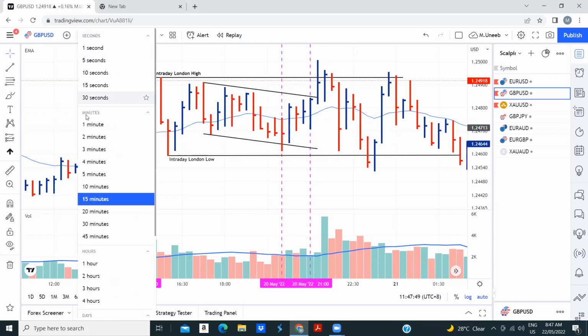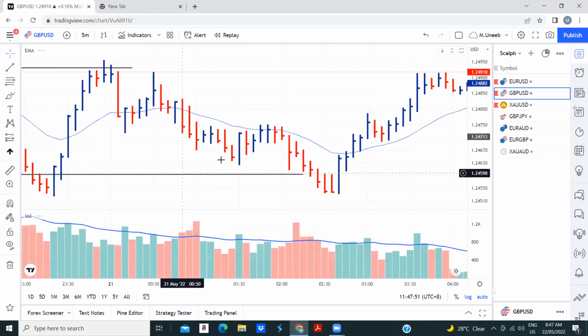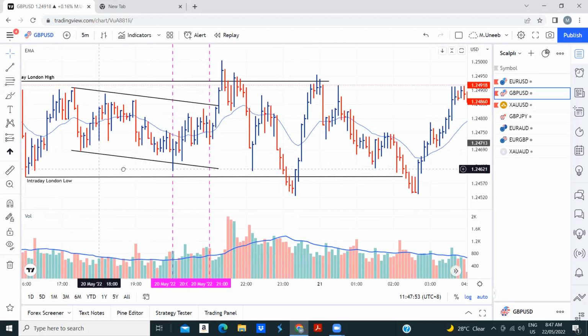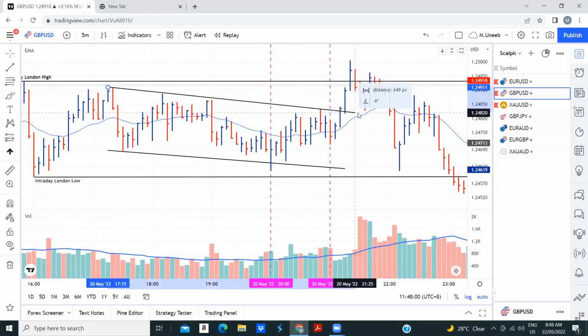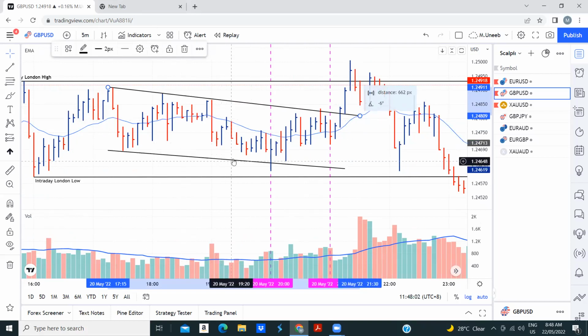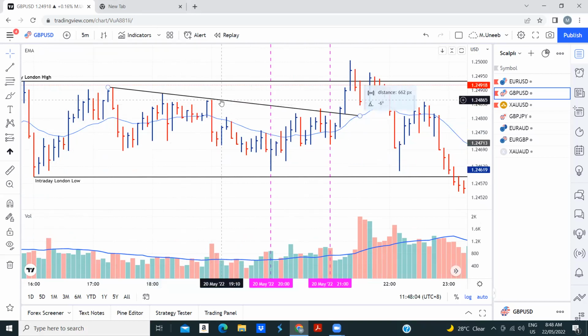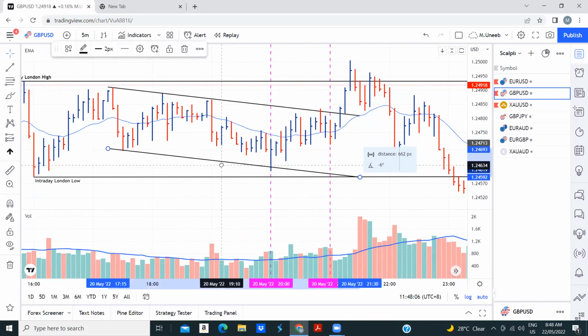Now we shift to the 5-minute chart and define it. Now things will make much more sense. Can you see now how on the 5-minute chart things are making sense? On the 15-minute chart the channel was not clear, but on the 5-minute chart the channel is very clear. Can you see? Right?